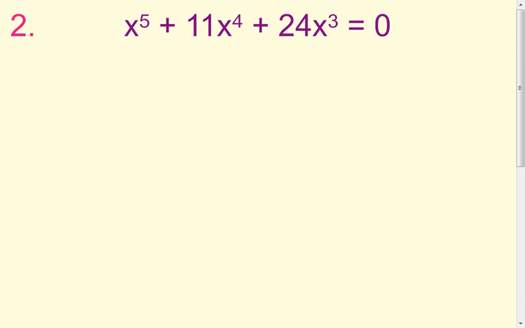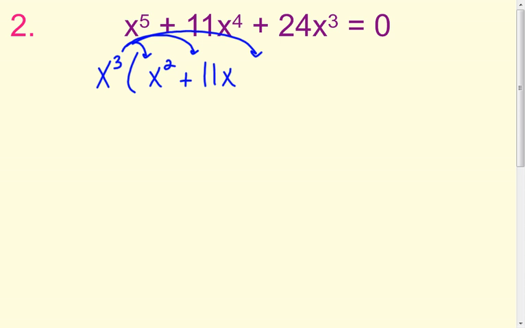Okay, so again, these all have at least an x cubed in them, so I will factor out an x cubed. And then again, x cubed times what makes x to the fifth, and that would be x squared. X cubed times what makes 11x to the fourth, and that would be 11x. And then x cubed times what makes 24x to the third, and that would be positive 24. Okay, again, don't forget about this piece, bring it down, and then I can undo the FOIL here.